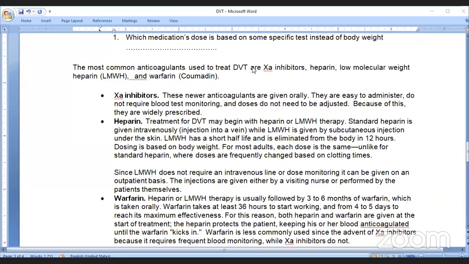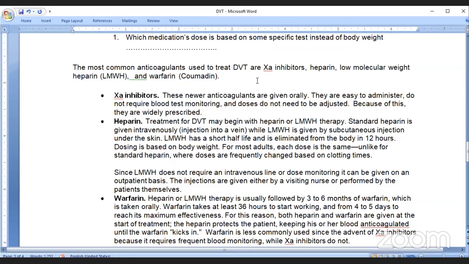Hi, doctor. My name is Shreya. Yes, can you hear me? How are you? Fine, thank you. Actually, on the basis of the script, heparin is written as dosing based on body weight. So heparin is not the answer. But in the second line it is mentioned, unlike for standard heparin, where doses are frequently changed because of clotting times. But they are asking about the specific test instead of body weight. So that's why I mentioned warfarin earlier.